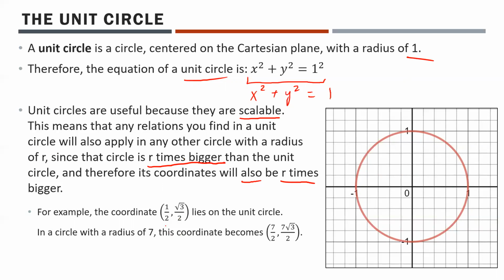So for example, the coordinate 1/2, root 3 over 2 actually lies on the unit circle, x being 1/2, so about right here, y being the square root of 3 over 2. So this is 1/2, square root 3 over 2. In a circle with a radius of 7, the coordinate would become 7 over 2 and 7 root 3 over 2. So in other words, each of these coordinates were just multiplied by 7 based on the original unit circle. So the unit circle serves as a really good reference for coming back to that.